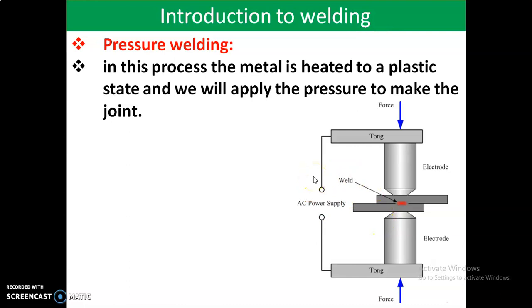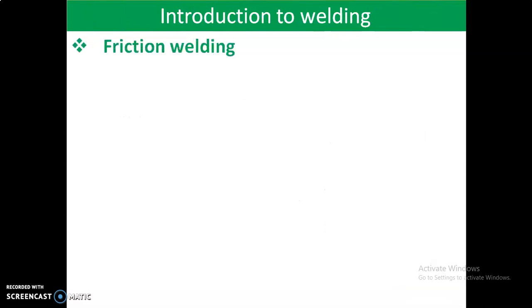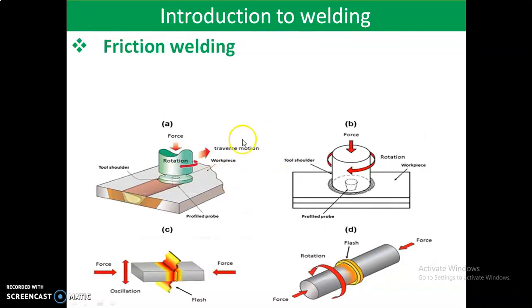Now let us see the third one, friction welding. What is friction welding? What happens in friction welding? This is a friction weld. These are the friction welding diagrams. Friction welding is a solid state joining technique that welds workpieces by generating heat through mechanical friction.